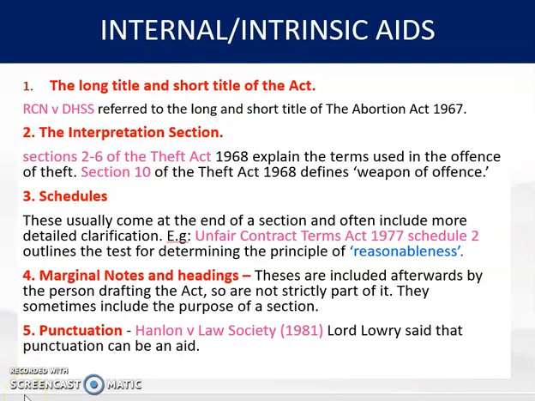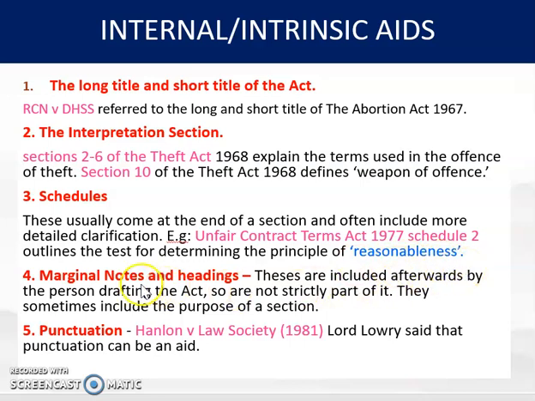Some Acts of Parliament also contain schedules. And as you can see there, they usually come at the end of a section and include more detail. So in our second year of the course, we're going to be looking at contract law. And one act that we study there is the Unfair Contract Terms Act. And within that act itself, if you turn to Schedule 2, the act gives a test for deciding whether a term in a contract is reasonable or not. So it helps the judge with a definition of reasonableness.